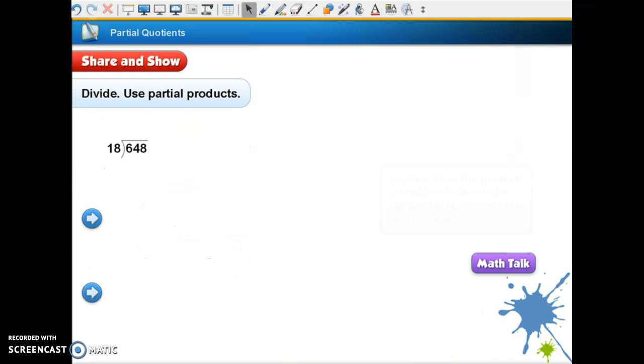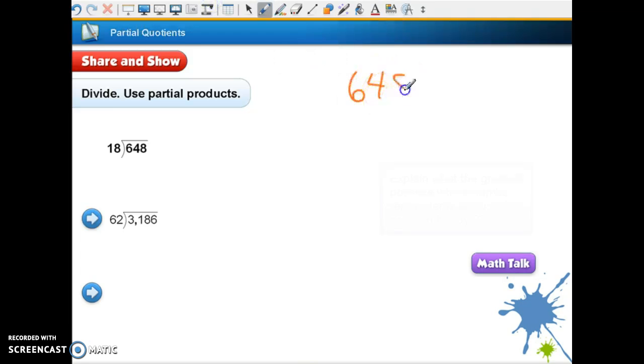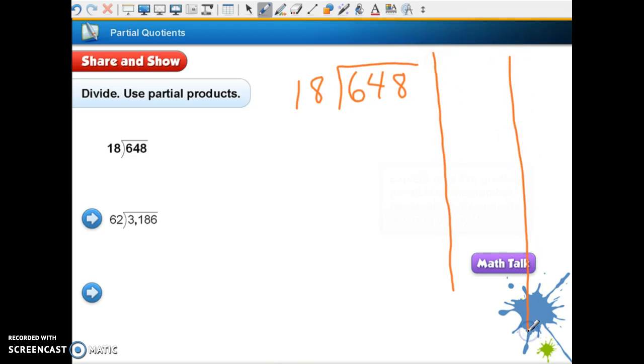Okay, so we're going to go ahead and move on to page 75 and do number 1. Below it on your paper, you need to be ready. And maybe you need to do this. That would be my suggestion. Okay, so the easiest thing is what? To multiply by 10.